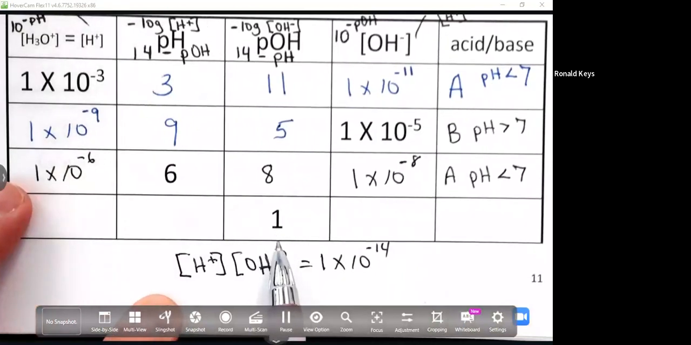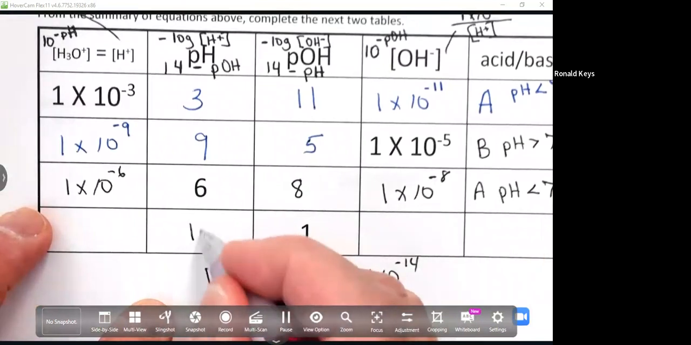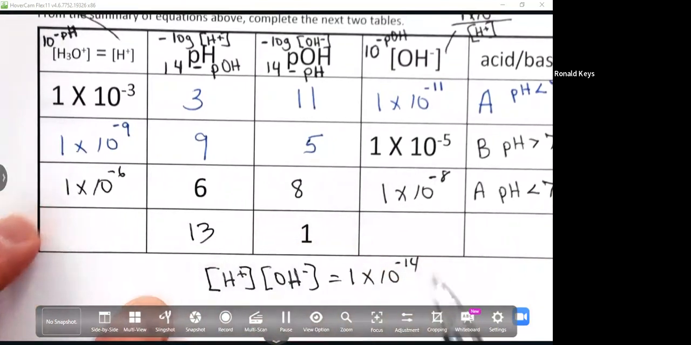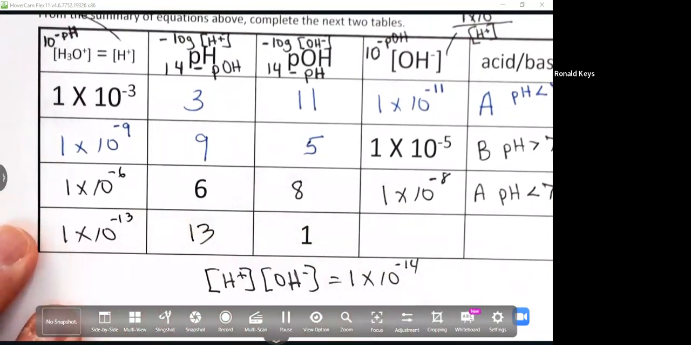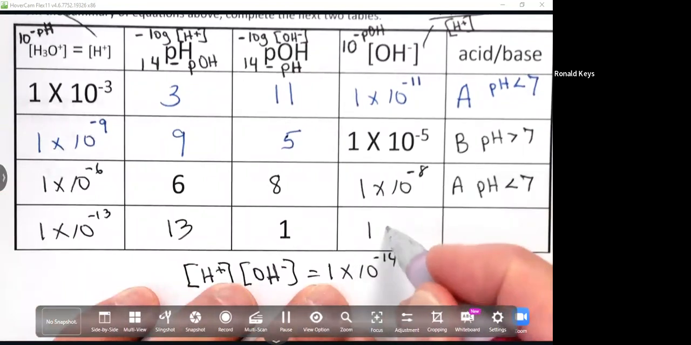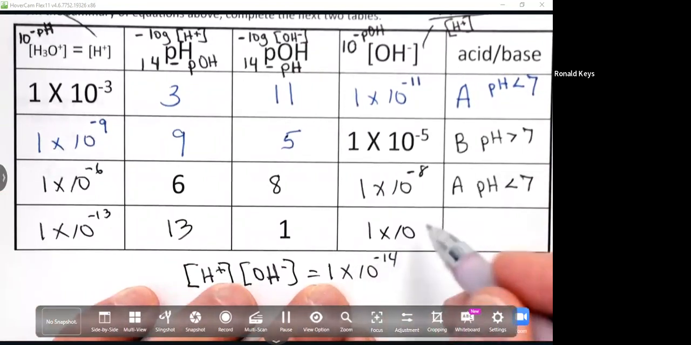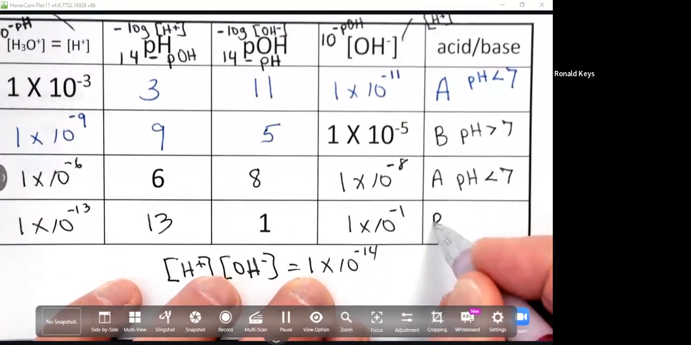My pOH is 1. What's my pH? 13, right? These two are going to add up to 14. We're going to get 1 times 10 to the minus 13. And then 1 times 10 to the minus 1. This is a base.